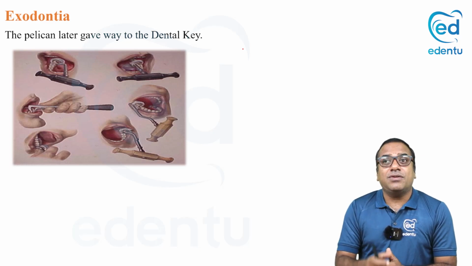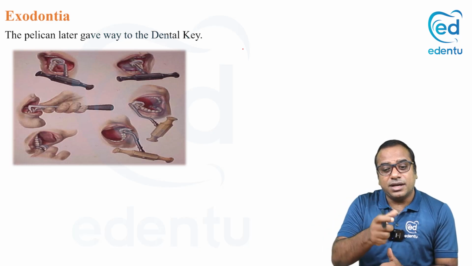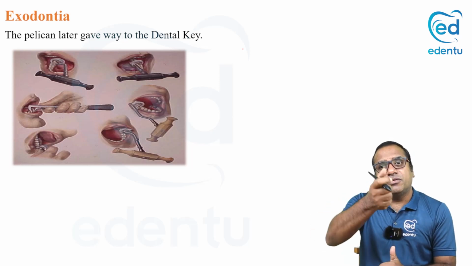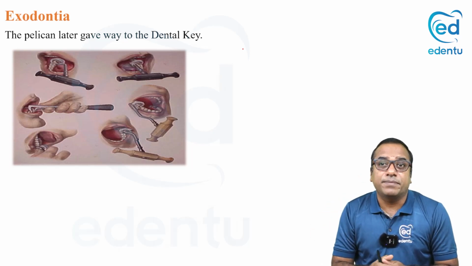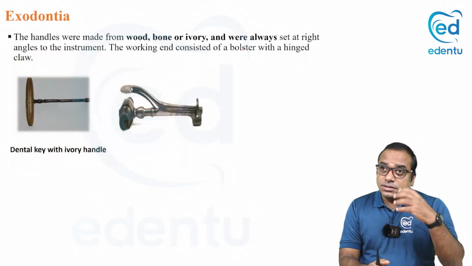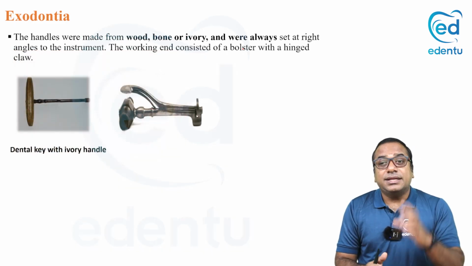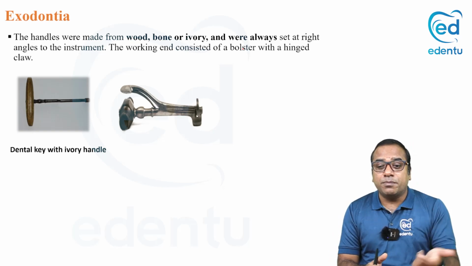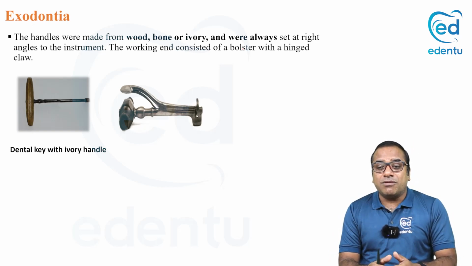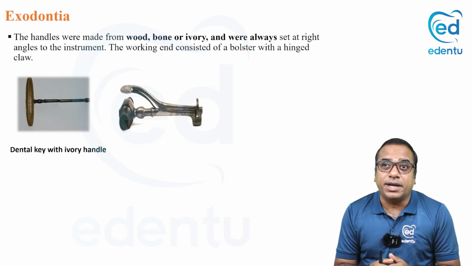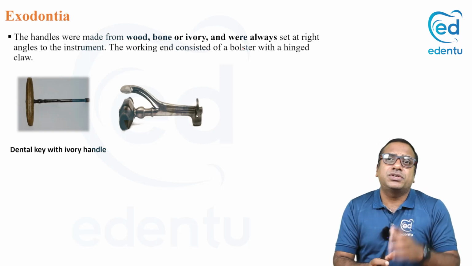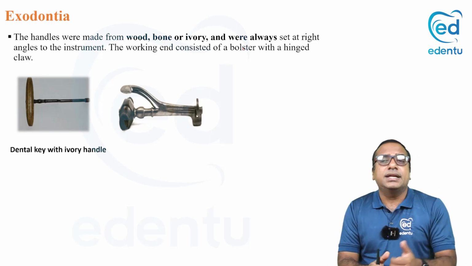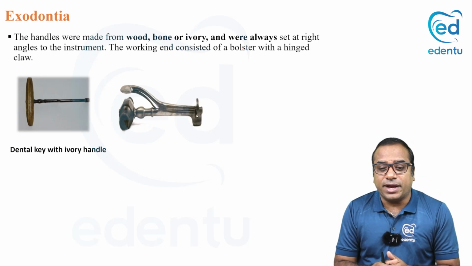This dental key had a handle, which just resembles a crossbar. When you give the tilt, the tooth gets extracted. The handles were made of different materials, such as wood, bone or ivory, and were always set at right angles to the instrument. This was the design which was incorporated later. A lot of invention took place, and the instruments were modified.